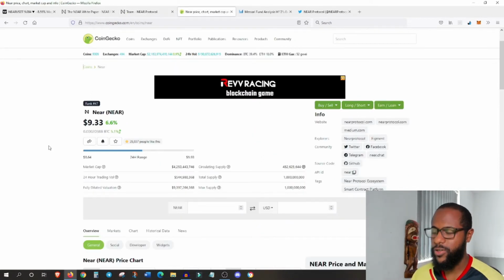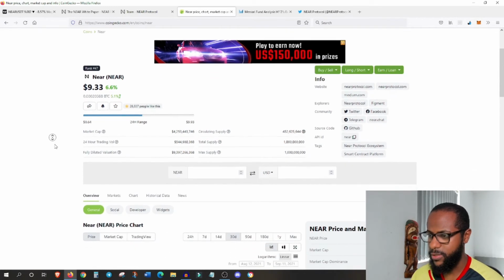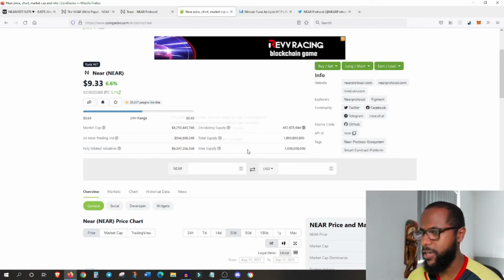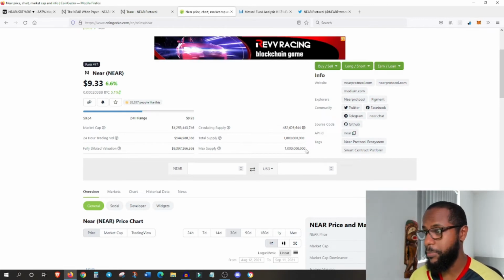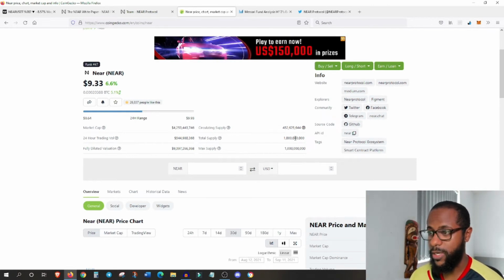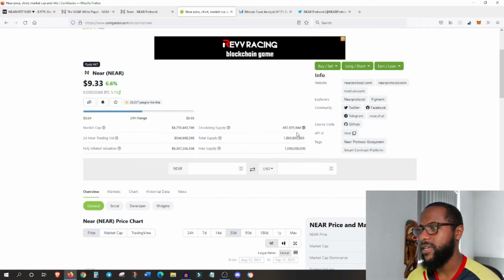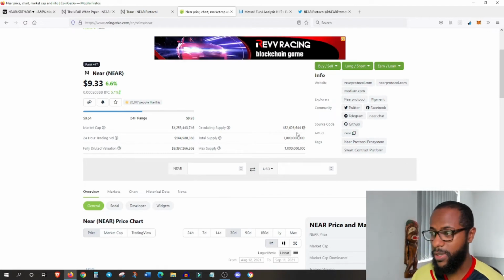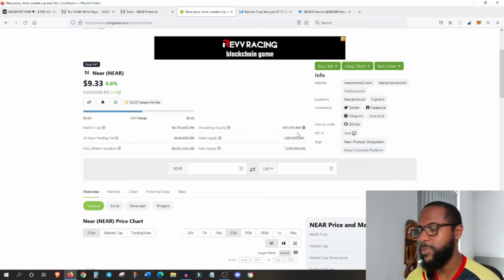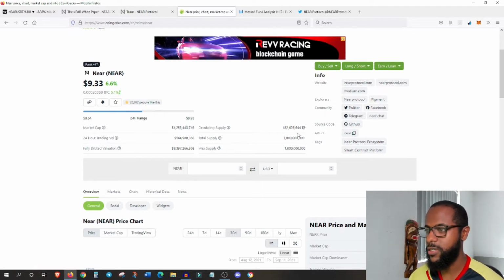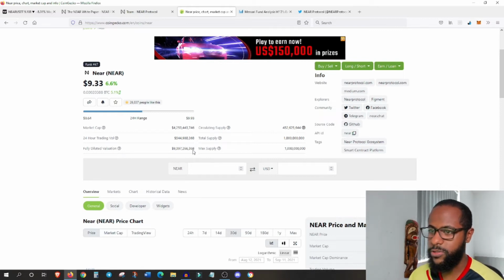Looking at the token economics, now I'm taking this obviously from CoinGecko. Max supply, which is important, is 1 billion. That's also the total supply. So circulating supply at the moment is 452 million. So there's 500 million stored somewhere, or it's going to be released, whether it's through inflation or something else.